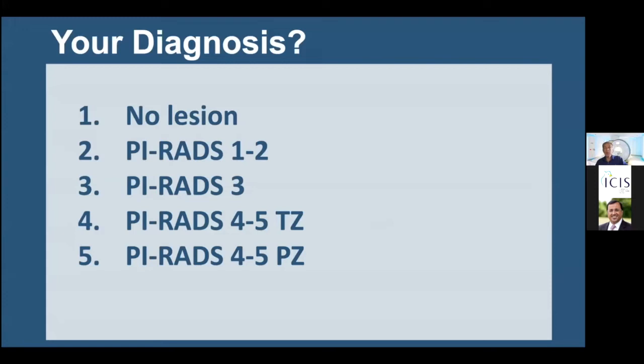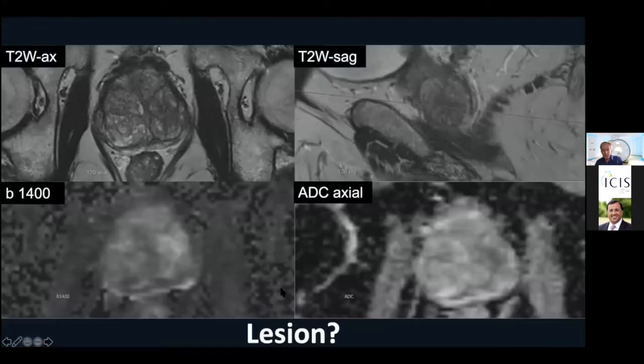Please make your vote. I will give you a few seconds. Go back to the images. Oops. So these are the images. T2, B1400, ADC, and the sagittal. Yeah, here you have the images. Can you see them?